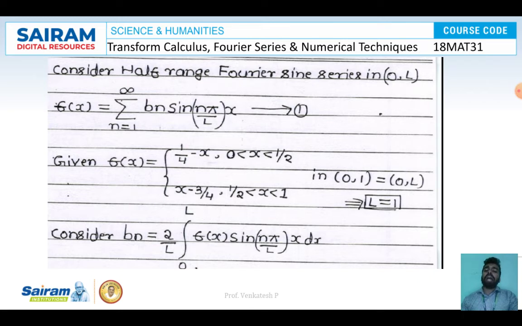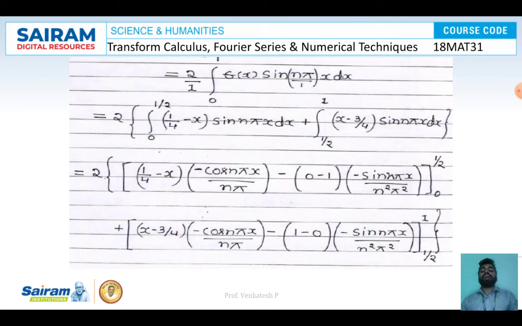So now our job is to find the value of Bn. So Bn will be equal to what? 2 by L integral 0 to L f of x sin(n pi x by L) dx. So now in the place of L, replace L equal to 1. So we got the equation 2 by 1 integral 0 to 1 f of x sin(n pi x) dx. Now the function I am going to replace with the following limits.